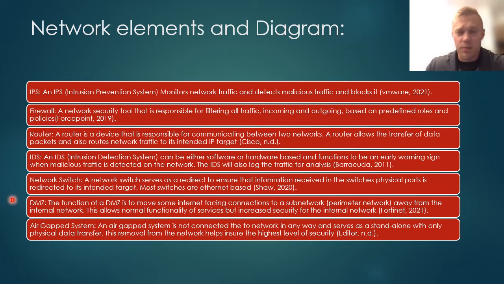A DMZ, or demilitarized zone, is a subnetwork that takes certain components off of the internal network and puts them in a separate area. We'll see how this actually looks on the diagram for better understanding. An air-gapped system is a system that is not connected to the network in any way, and it serves as a safe gate against any type of malicious activity infecting the whole network. We can only transfer data to this in physical media. We'll see what that looks like in the diagram as well.